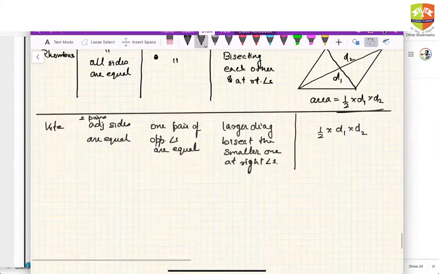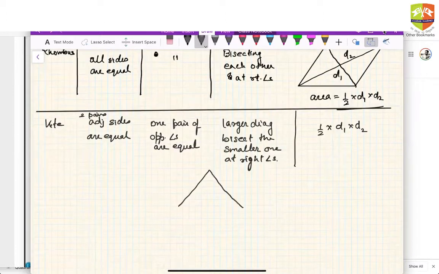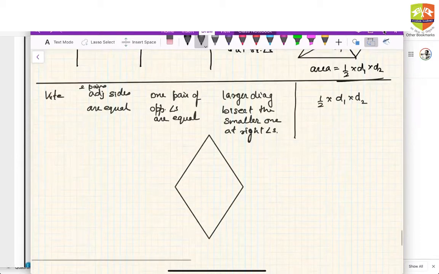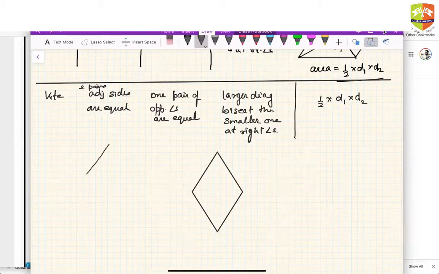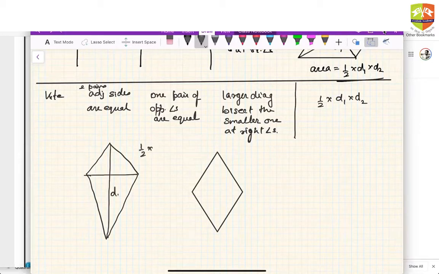What is a kite, guys? So if you see, this is a kite. Again, it takes a diamond shape, but what I'm trying to say is these two sides are longer. So this is the longer diagonal, this is the smaller diagonal. This is D1 and this is D2, so half D1 into D2 is the area.